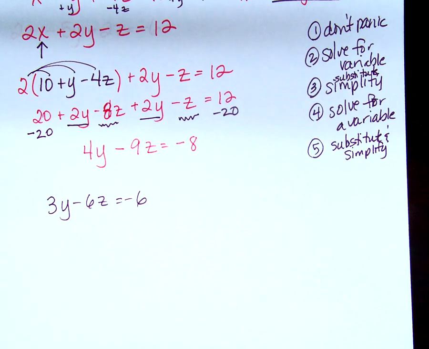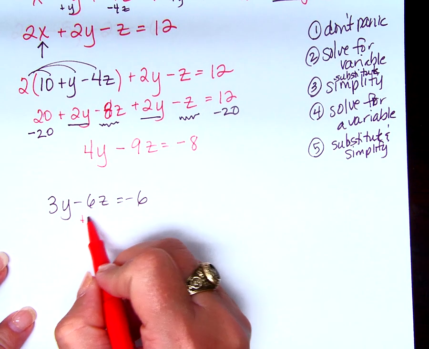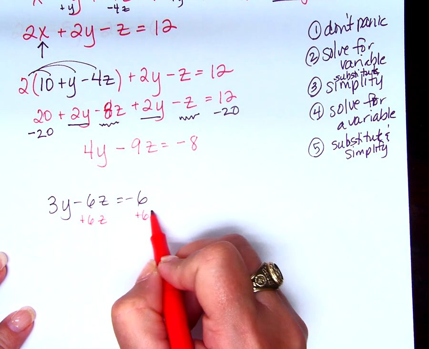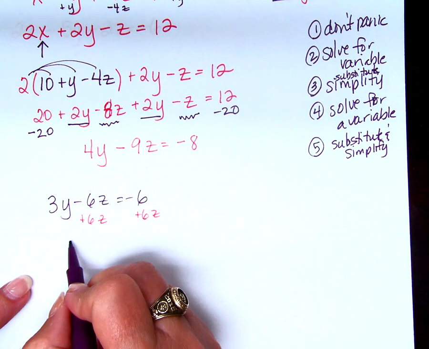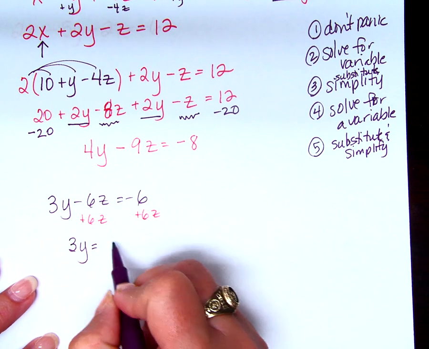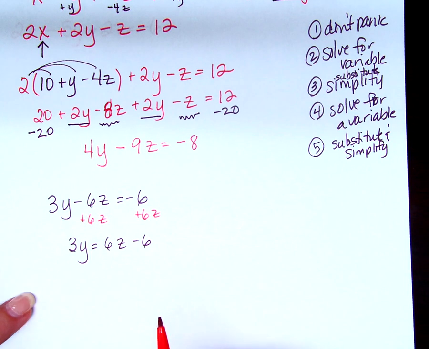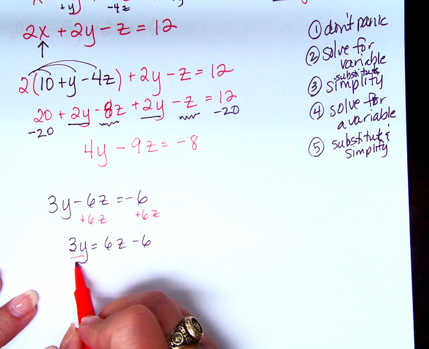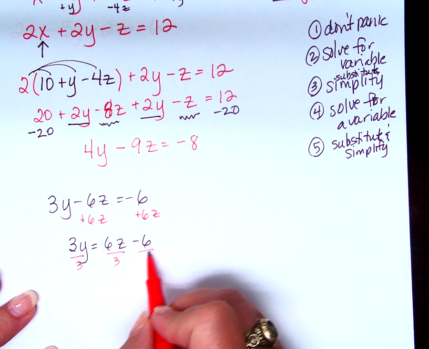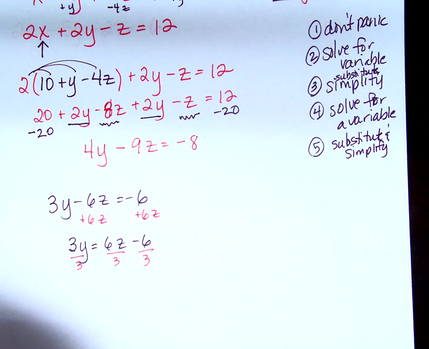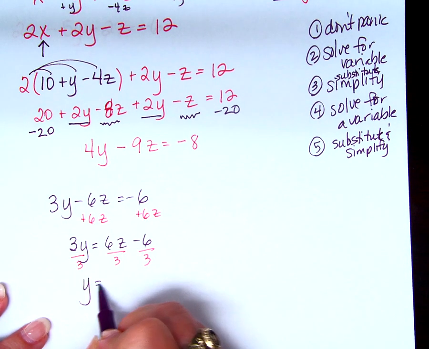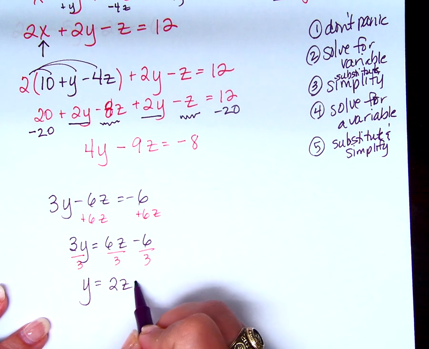How do I go about solving for this y? Add 6z. If I add 6z, I get 3y equals 6z minus 6. And what do I do with that y? Divide it by 3. In fact, I have to divide everything by 3, don't I? When I do that, I get y equals 2z minus 2.